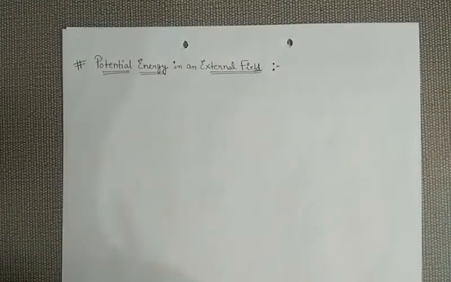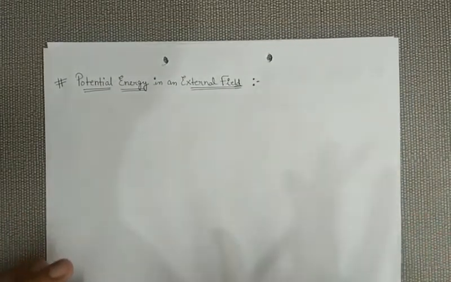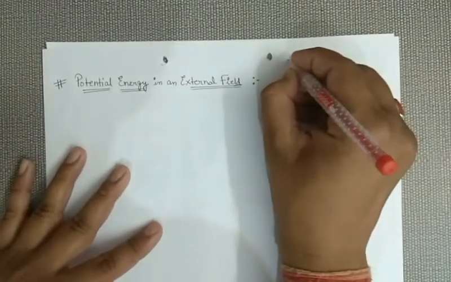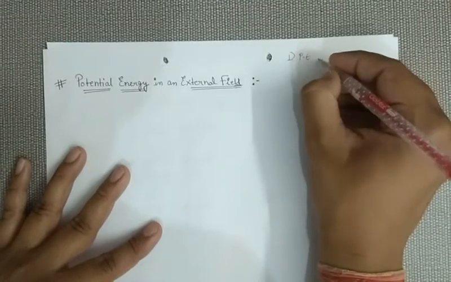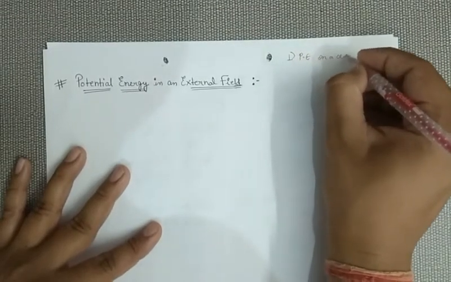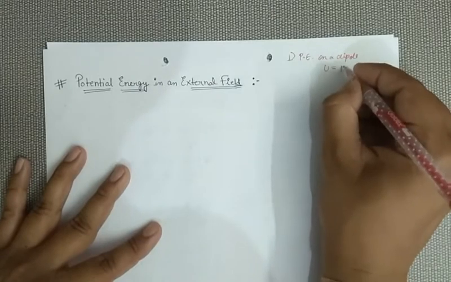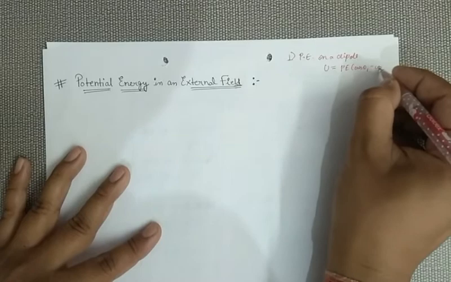Potential energy in an external field. Again, I am talking about potential energy. This is the third time I am talking about this in this lecture. In this lecture, we are only discussing potential energy. First of all, we discussed the potential energy of a dipole. This was the first topic. We came to know that the potential energy was pE (cos theta 1 minus cos theta 2).